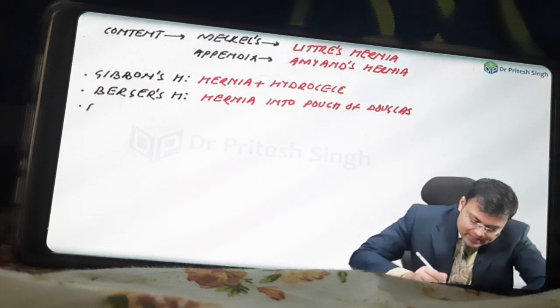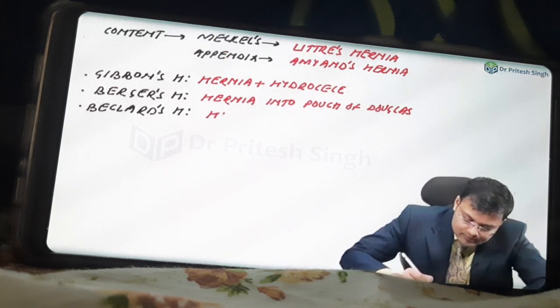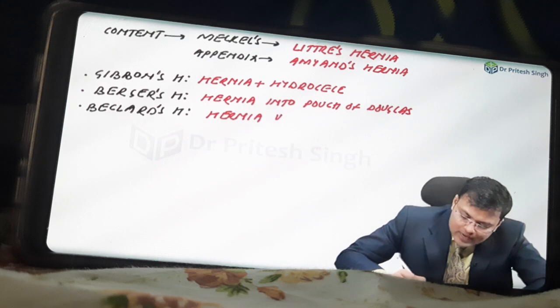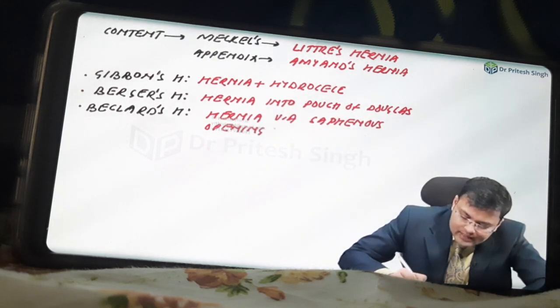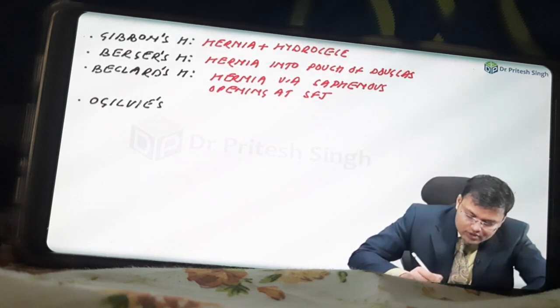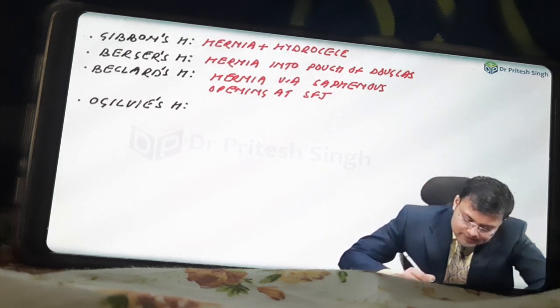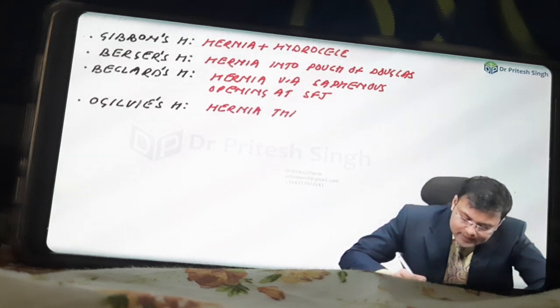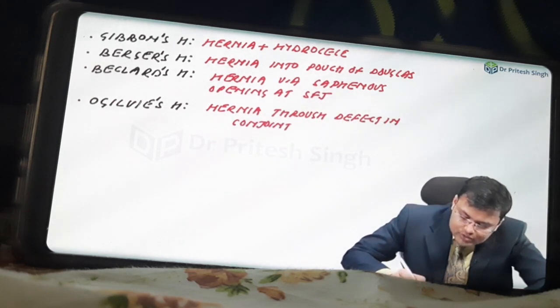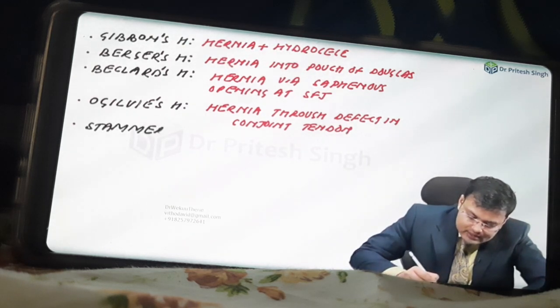After that, Velpeau's hernia. Hernia via the saphenous opening at the saphenofemoral junction. Next is Ogilvie's hernia. I told you about Ogilvie's syndrome, which was idiopathic colonic pseudo-obstruction. This is Ogilvie's hernia: hernia through a defect in the conjoint tendon.